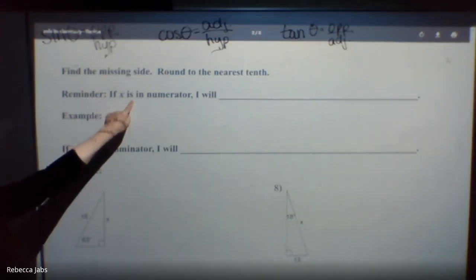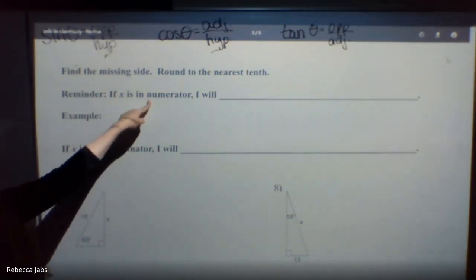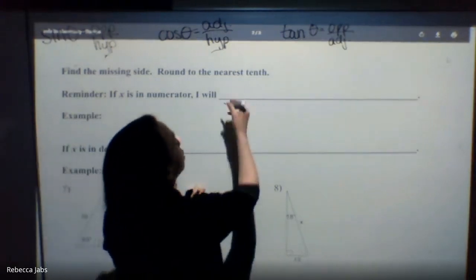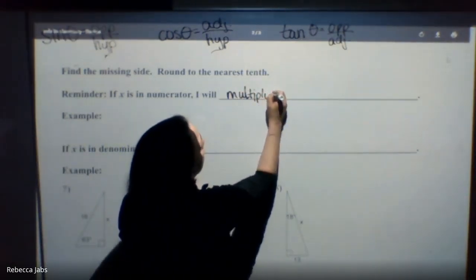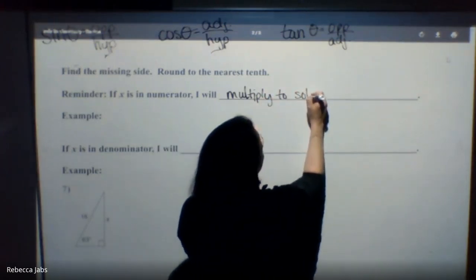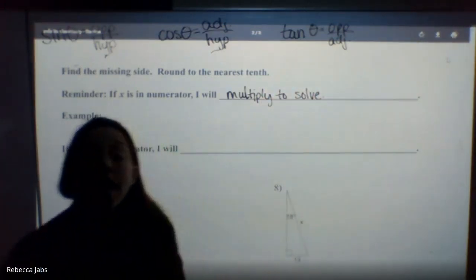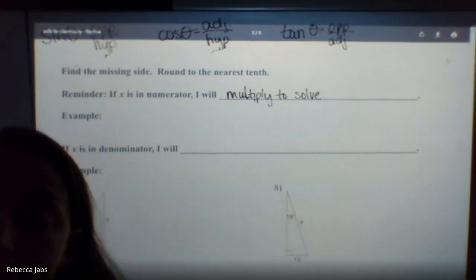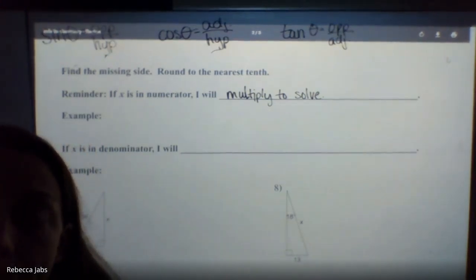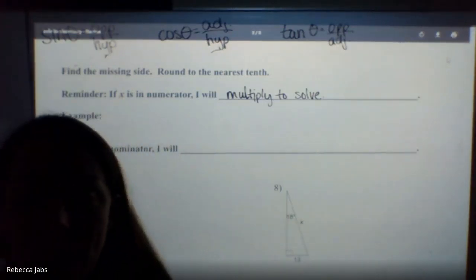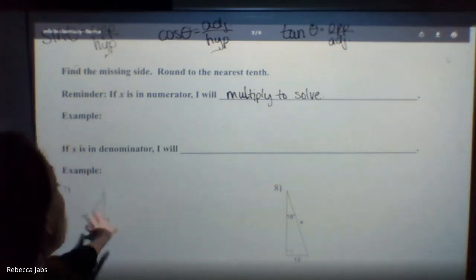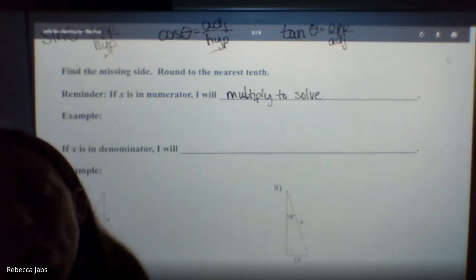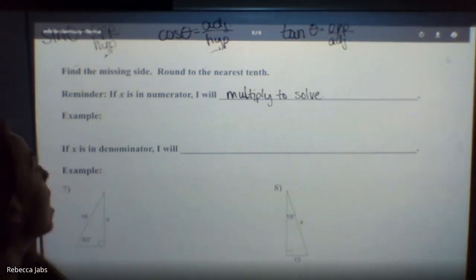Reminder, if X is in the numerator, I will multiply to solve. Okay? If X is in your numerator, you will multiply to solve. So I'm just totally going to make something up right now. This comes from Miss Jabs making up a problem, so you know once we move down to 7 what I should do to find the answer.